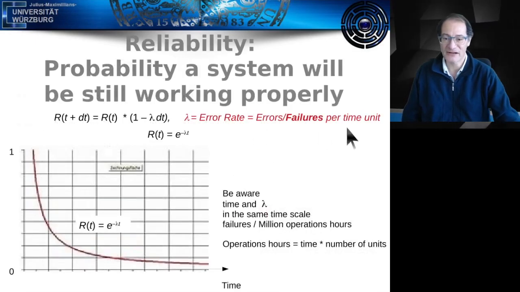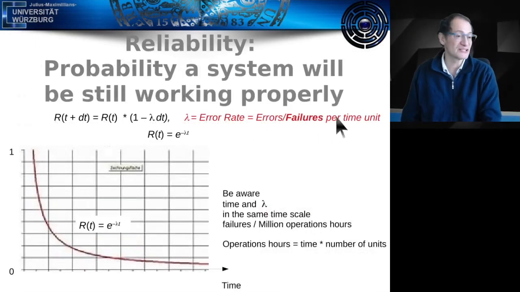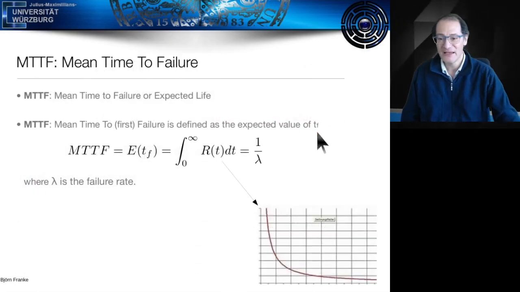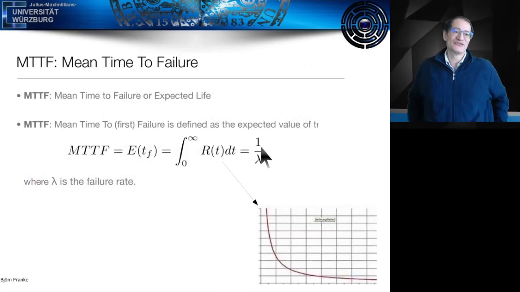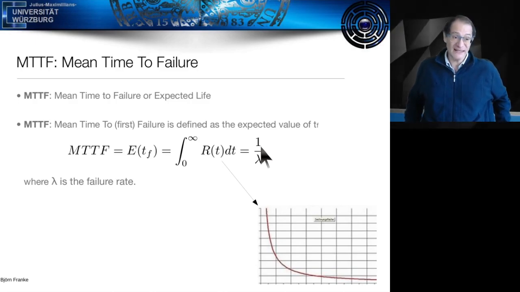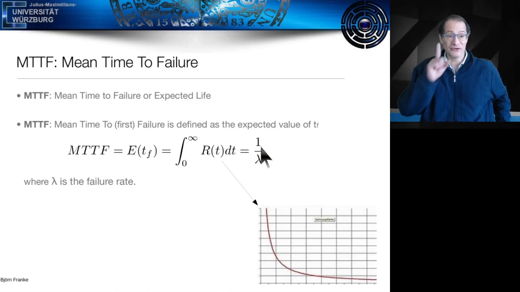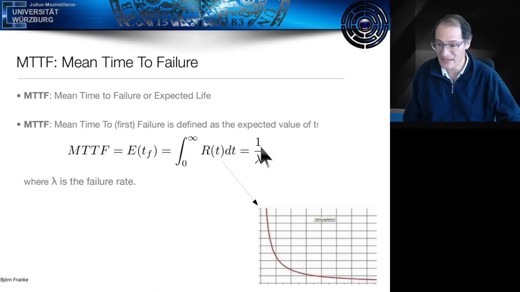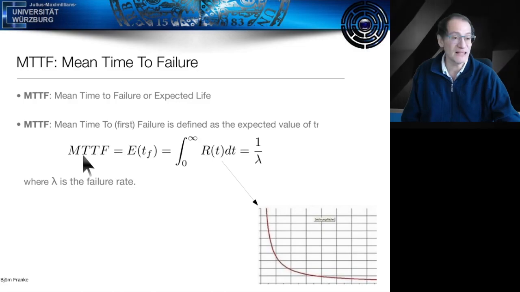This is the error rate. How many errors do you expect per unit of time? An example which we saw before is, for example, 10 to the power of minus 9 errors per hour. This means you can run 10 to the power of 9, 1 billion hours before you get a failure. This is an example. Okay, and this is the mean time to failure.